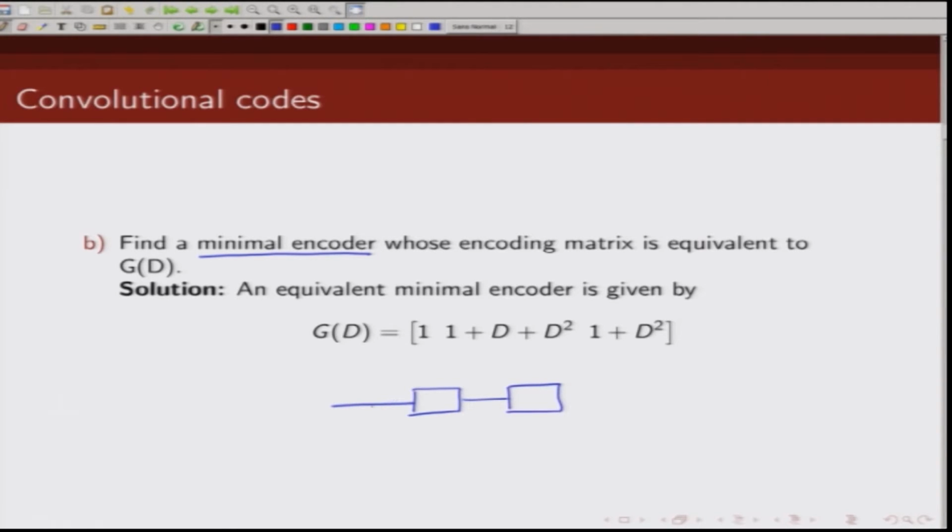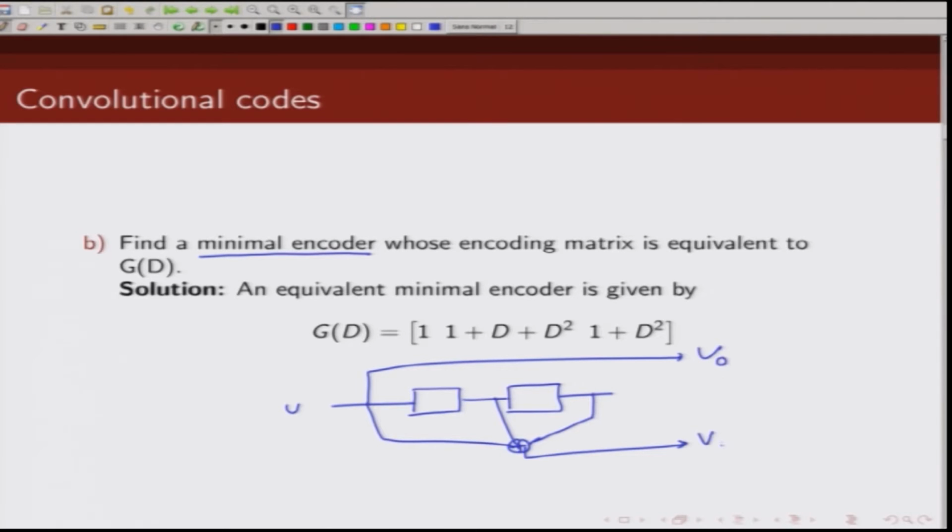The first coded bit is just 1. This is the information sequence that goes in. The second one is 1 plus D plus D square. That is your, let us call it V0, this is V1, this is U0, and the third coded bit is 1 plus D square, this is your V2.